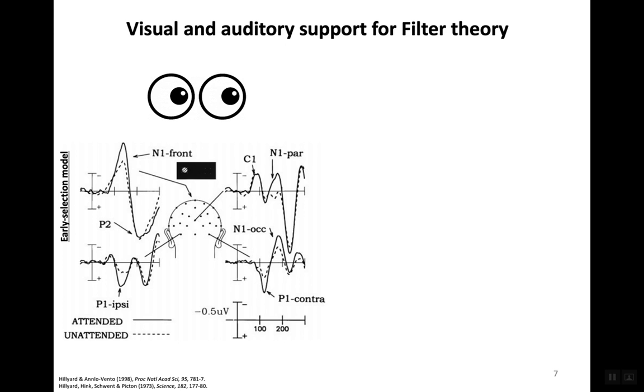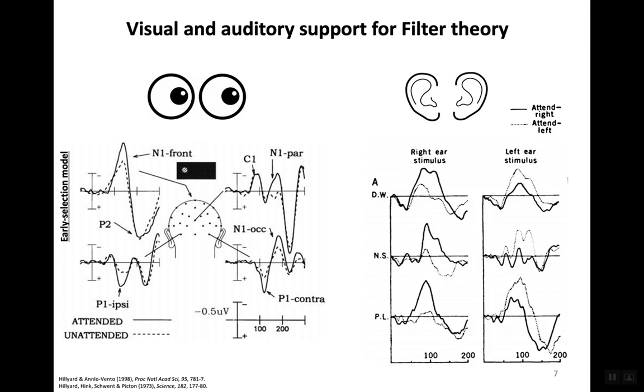However, to this stage, we only talked about vision. What about auditory processing? And it so happens that in the auditory domain, a very similar effect tends to take place. So, for instance, whenever you're presented with stimuli in both ears, you can pay attention to the stimulus presented to the right ear or to the stimulus presented to the left ear.